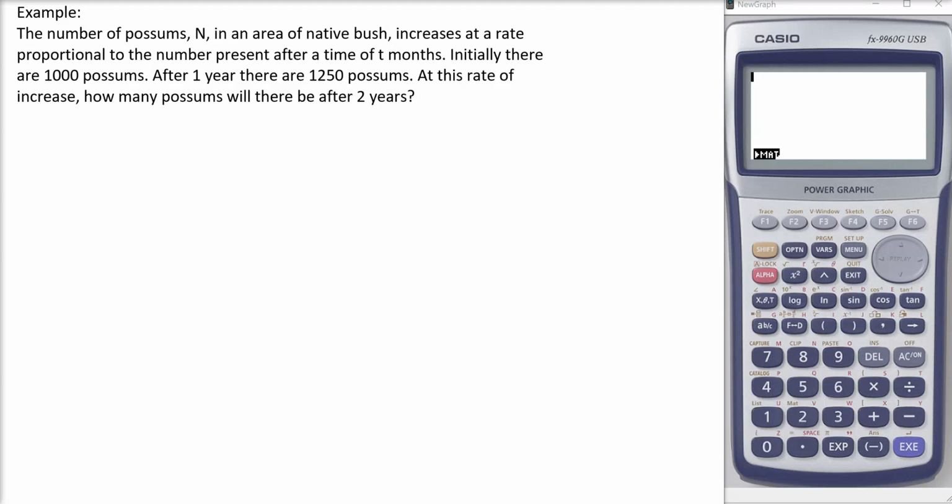A native bush area increases at a rate proportional to the number present after time of T months. Initially there are that many possums, after 1 year there are that many. At this rate of increase, how many possums will there be after 2 years?